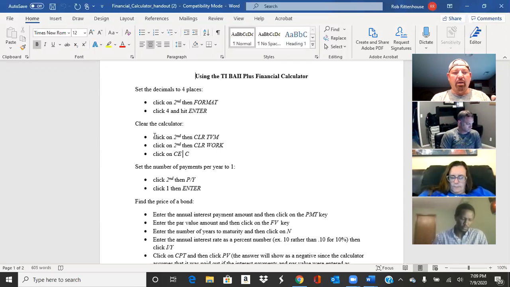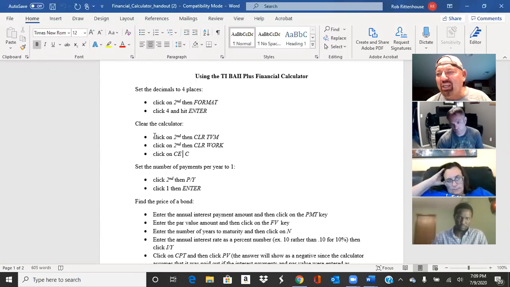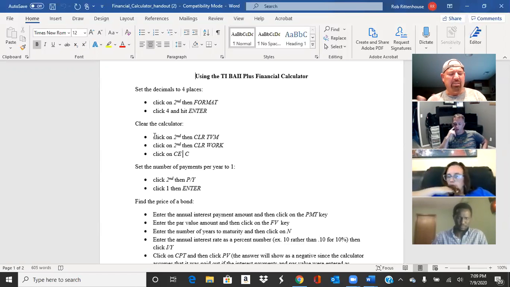Okay, and then clear time value of money, which is the second function of the FV key, which is the third key down in the right-hand column. By the way, I have found that some people thought that the labels went below the keys, so they were hitting the wrong key, and they're like, no, I keep clearing the calculator and it's not working, I'm not getting your answer. And I went over and tried it. I said, well, I got it. And they said, how did you clear it again?